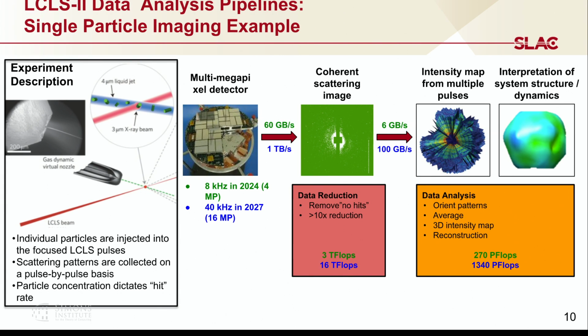But really, the big guns, computationally speaking, for LCLS-II will come with single particle imaging. In this case, you don't have a nanocrystal, you have one sample. It could be a protein, could be a virus. And so you don't have the Bragg peaks anymore. You don't have this ability to do crystallography anymore.